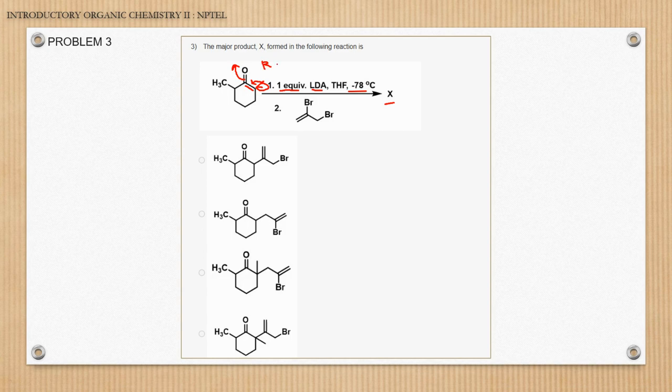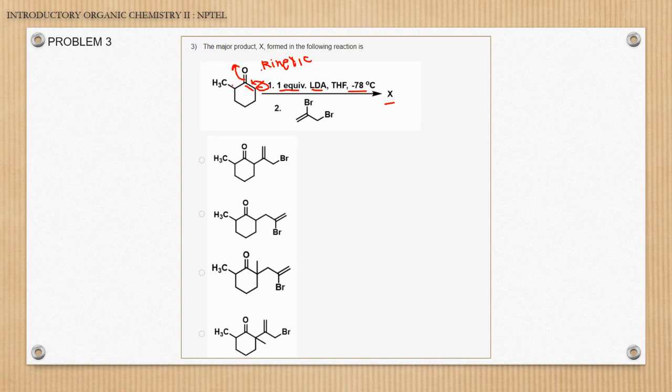It is a kinetic enolate because the double bond which is getting generated is forming between a low substituted site rather than the more substituted site. It is forming at the less substituted site. That is why it is known as the kinetic enolate.